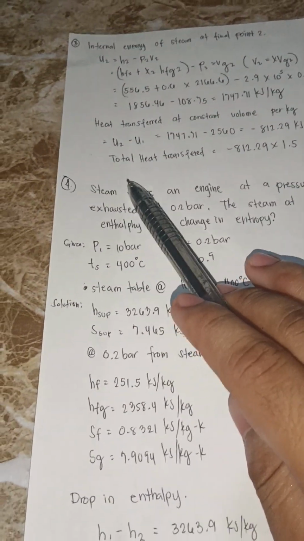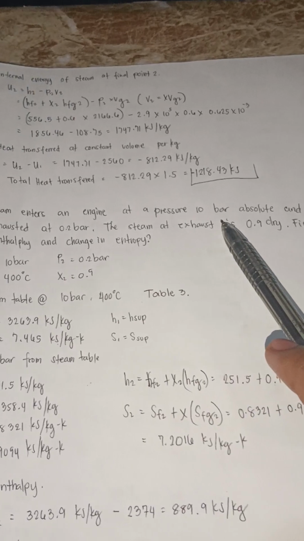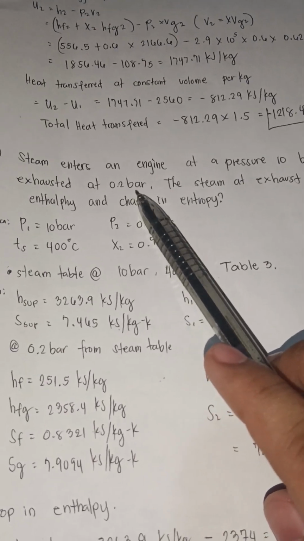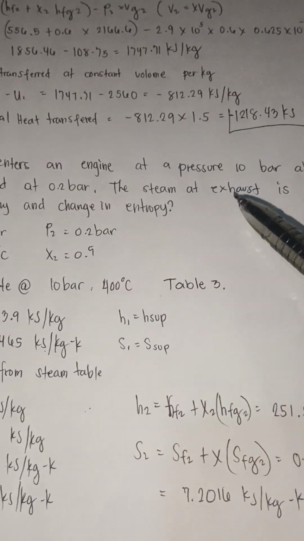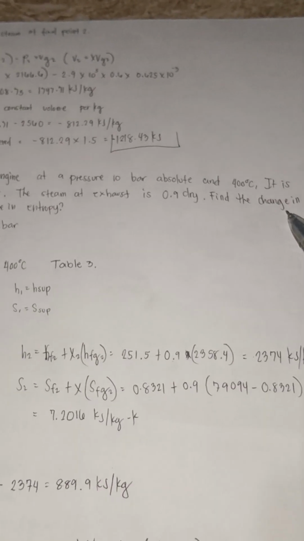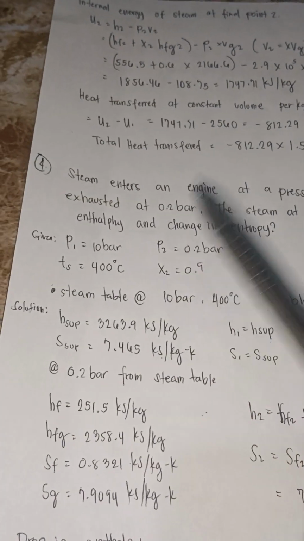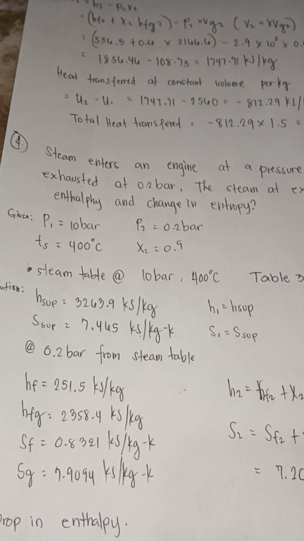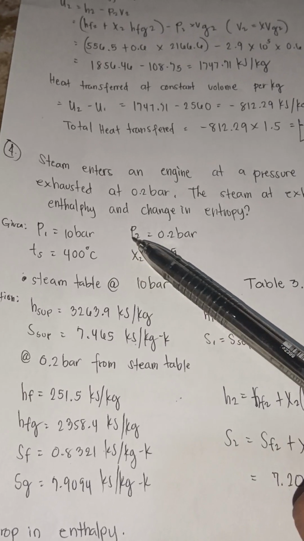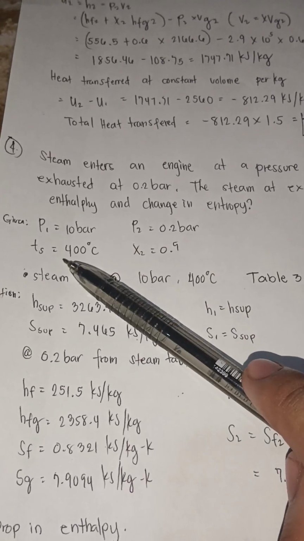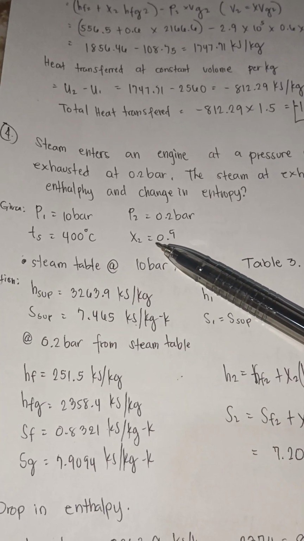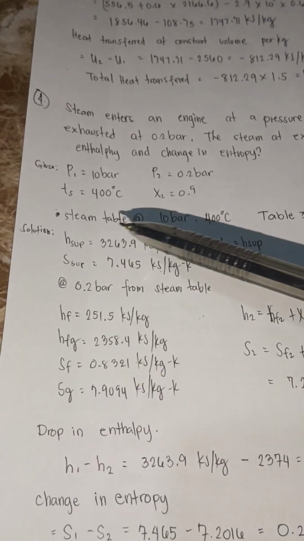So problem number 4. Steam enters the engine at a pressure of 10 bar absolute and 400 degrees Celsius. It is exhausted at 0.2 bar. The steam at the exhaust is 0.9 dry. Find the change in enthalpy and the change in entropy. Given values: the initial pressure is 10 bar, the final pressure is 0.2 bar, the temperature is 400 degrees Celsius, and the final quality of steam is 0.9.